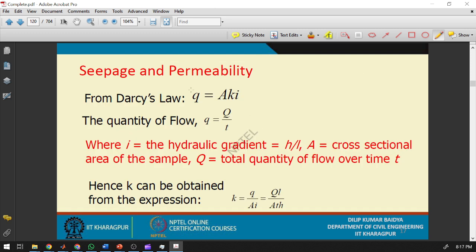Okay, so seepage and permeability, we talked about Darcy's law. V is equal to Ki, and V can be written as Q by A, and we have Q is equal to KiA, where K is the coefficient of permeability, A is the area of flow, and i is your hydraulic gradient. So K is obtained from this expression.